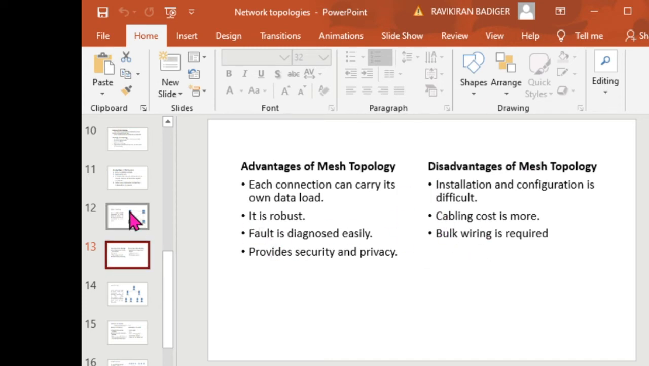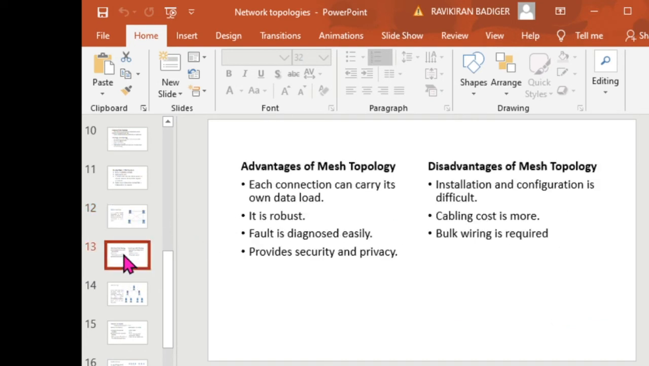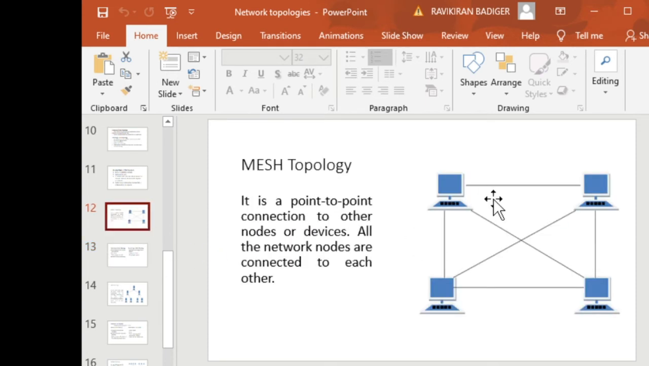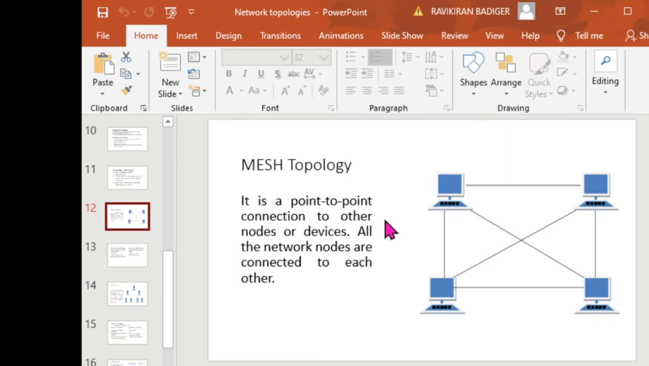The disadvantage of this network is that installation and configuration is very difficult. Cabling cost is also very high because a lot of cabling is involved in this. So we need bulk wiring to set up this network. Otherwise the network works very fine.